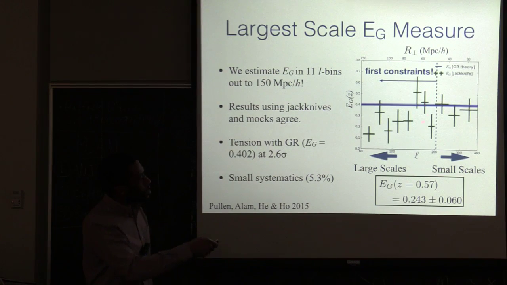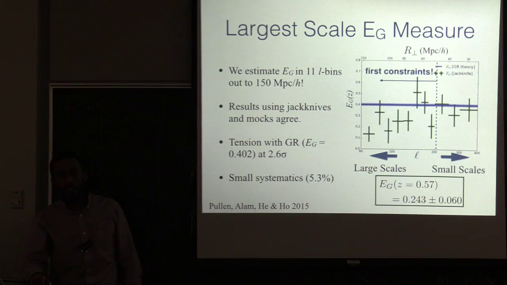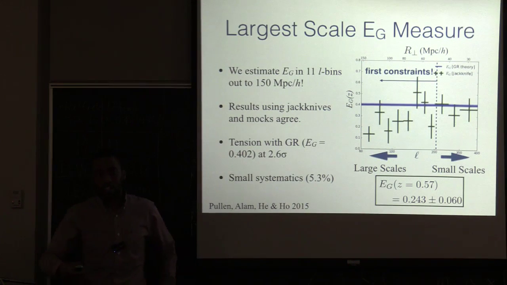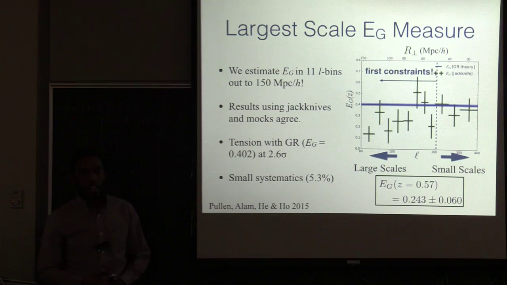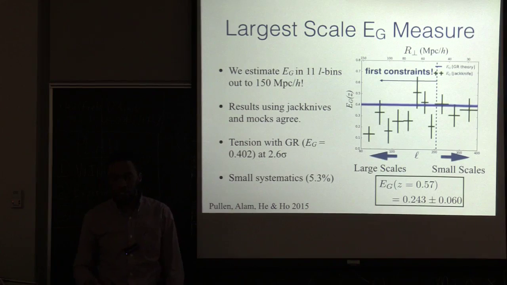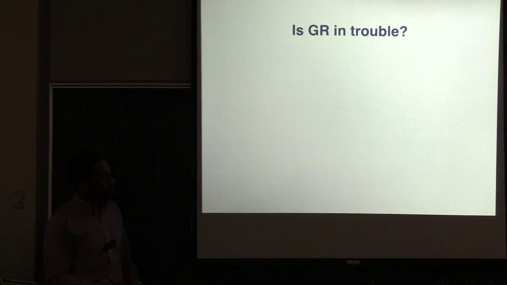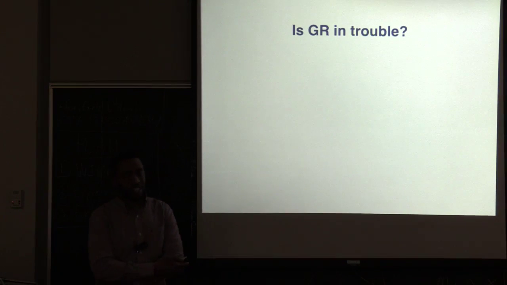So one thing to notice here is that this measurement is indeed the first constraint of EG for scales larger than 50 megaparsecs. In fact, we probe at scales three times as large as what has previously been done with this estimator. And that's great because for gravity models, you want to probe the larger scales, because that's where you see a lot of these effects for different modified gravity models. So, question: is general relativity in trouble?